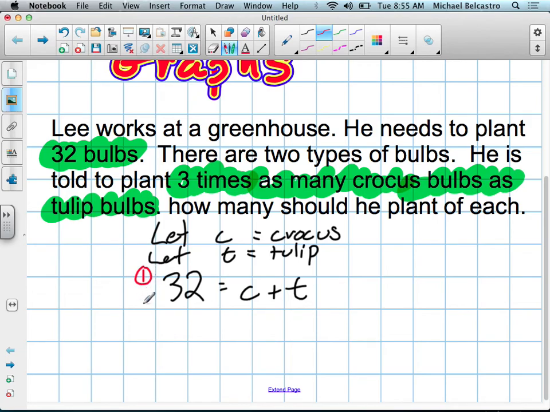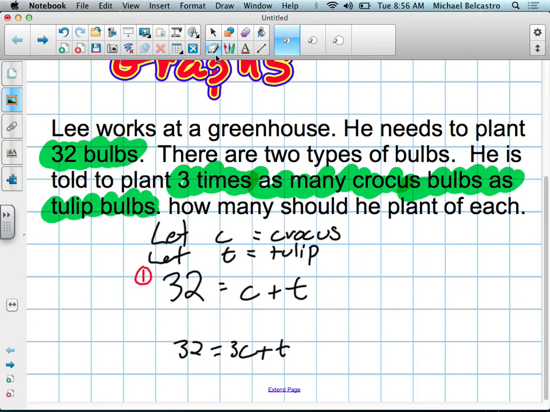Our second equation says that he needs to plant 3 times as many crocus bulbs as tulip bulbs. 32 equals 3c plus t? Okay, that won't exactly give us what we need here.